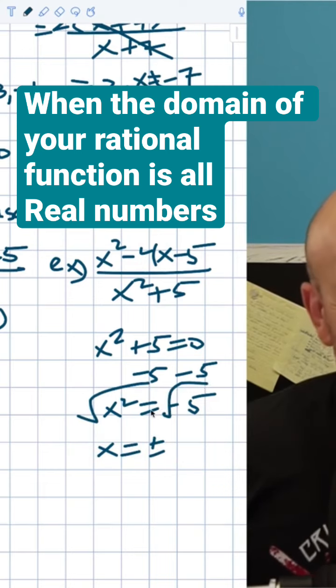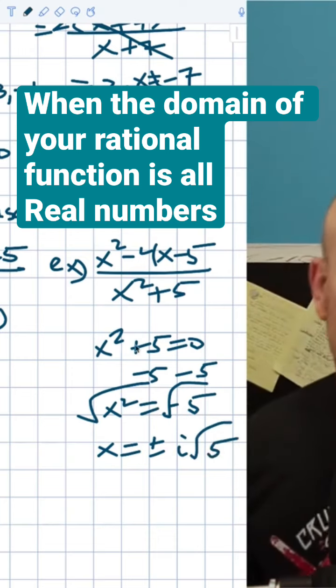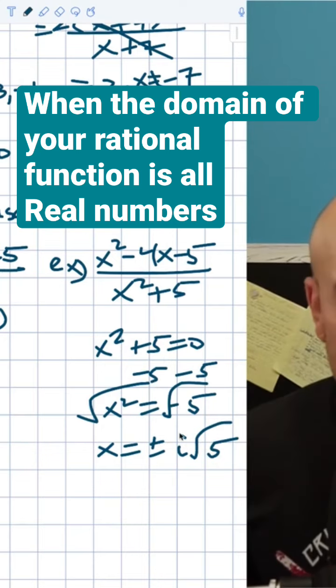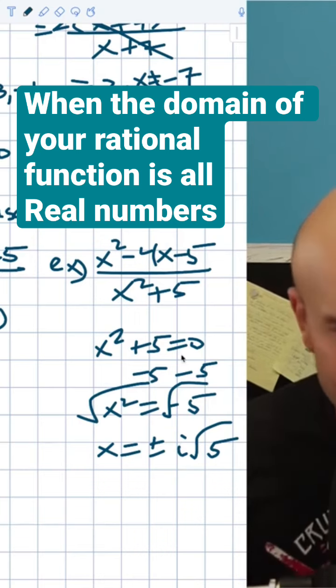And they say, hey, you can't take the square root of negative 5 using the real number system. And you're right, you have to use the imaginary number system. And they say, okay, well, my domain is all real numbers except for plus or minus i square root of 5. And in general, that kind of sounds right. But when we're talking about the domain, we're talking about the real numbers that make up our function. This is an imaginary number.